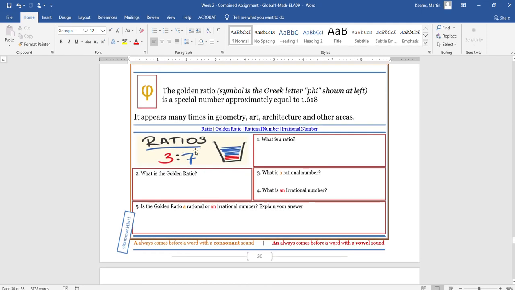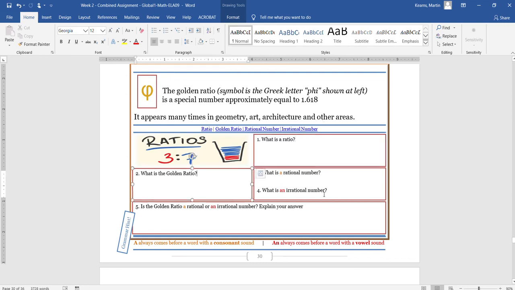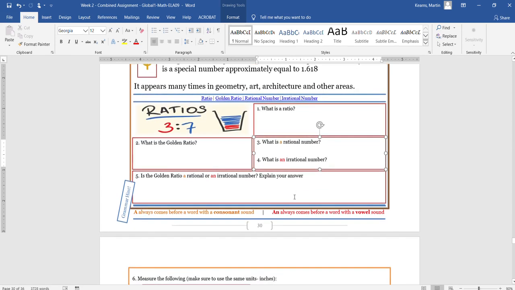So you get an idea of what a ratio is right here. You're going to have to write down the definition of a ratio, definition of the golden ratio, what is a rational number, what is an irrational number, and is the golden ratio a rational number or an irrational number? Explain your answer. And keep in mind there's also a little bit of a grammar hint here. A always comes before a word with a consonant sound, and an always comes before a word with a vowel sound. All right. If you forgot the definitions for these, you can use these links, which will take you to a glossary, many different glossaries actually, and you'll be able to find the definitions there.